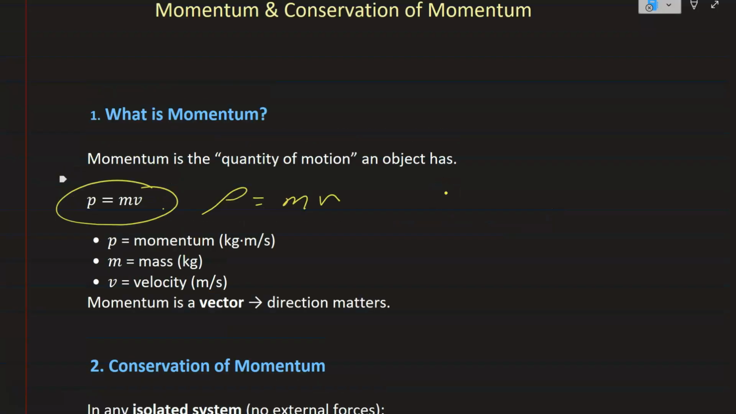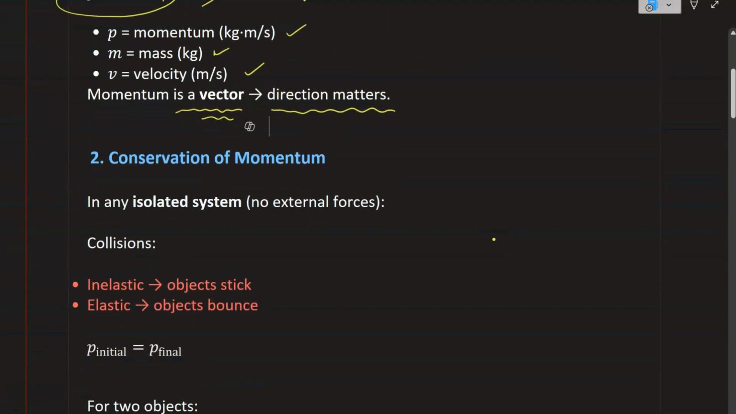The momentum unit is kilogram meters per second because you have mass and you have velocity. Also understand that momentum is a vector. That means direction matters. Now let's talk about conservation of momentum.